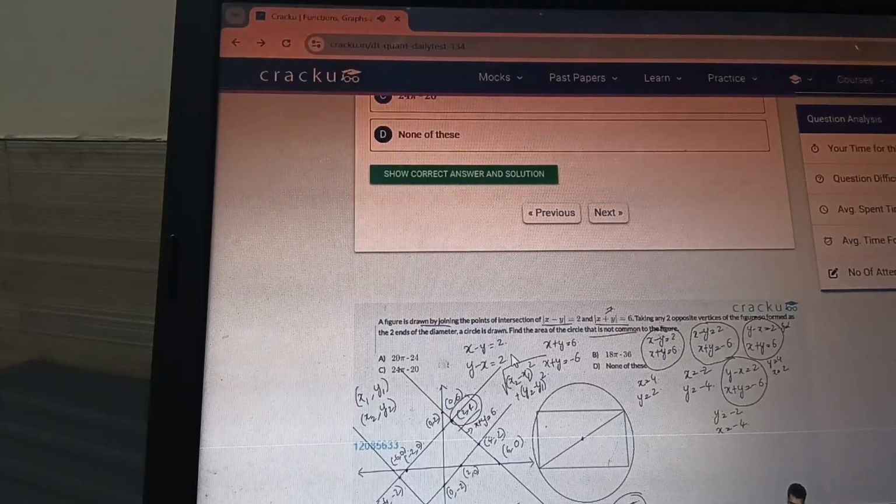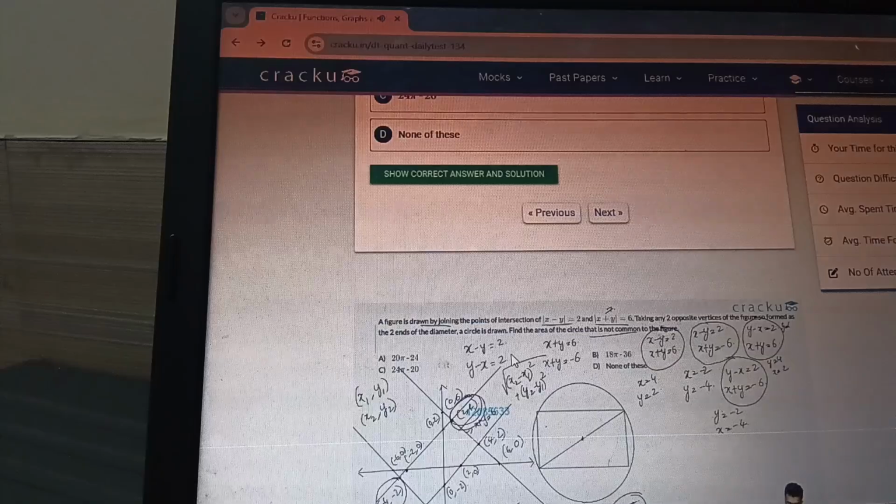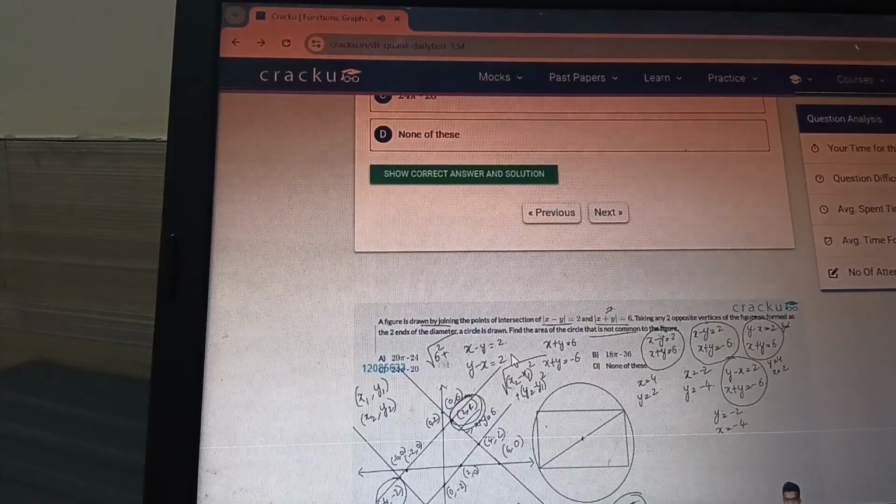What is the length? Length is the distance between this point and this point. 4 minus of -2 is 6. So the length will be square root of 6 square plus 2 minus of -4 is again equal to 6. So this is square root of 6 square plus 6 square, or square root of 72, which is equal to 6 root 2.